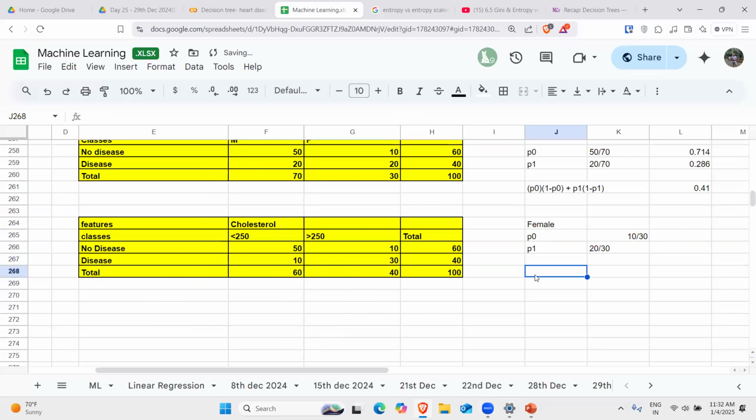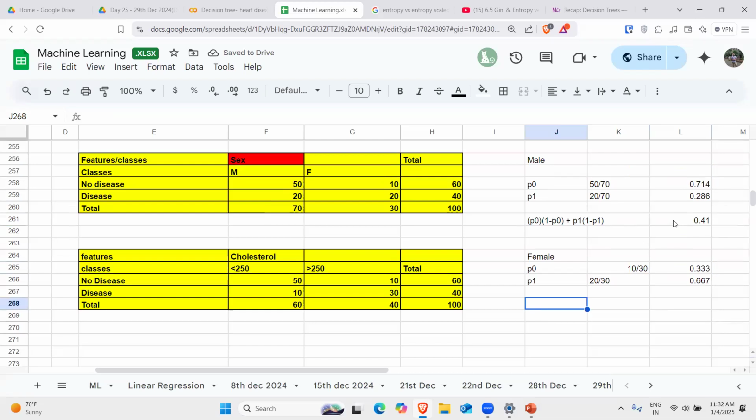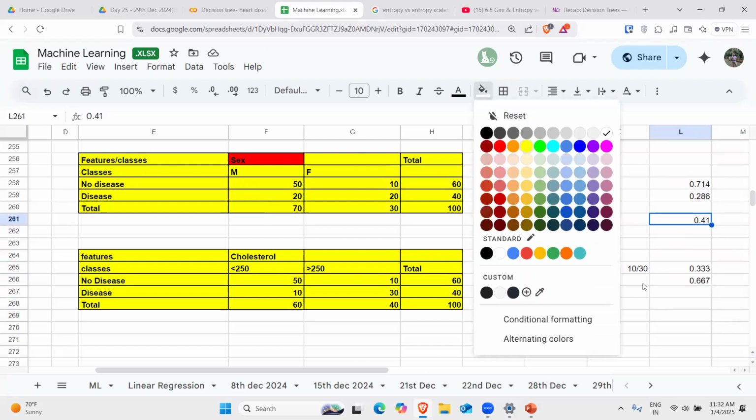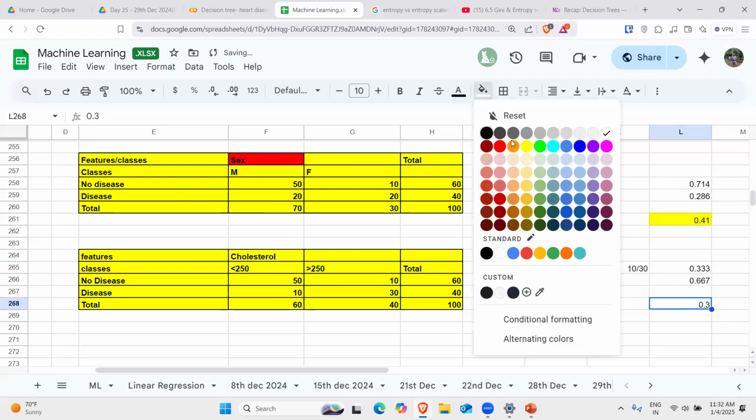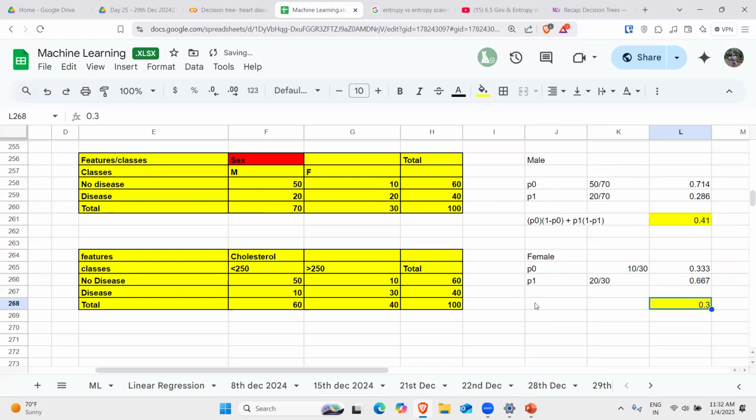Now using the formula, Gini impurity for female, this becomes 0.333, this becomes 0.667. Now, the information gain will be, as this is 0.41, here it will become 0.3. Right? You try to calculate this. I already have done that. 0.3 is the answer.